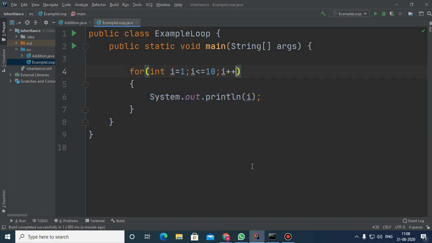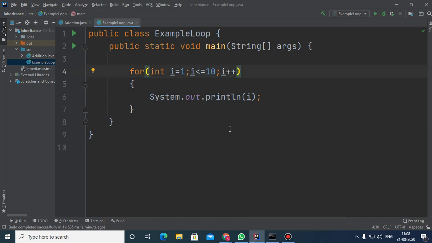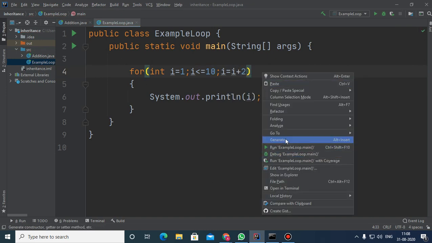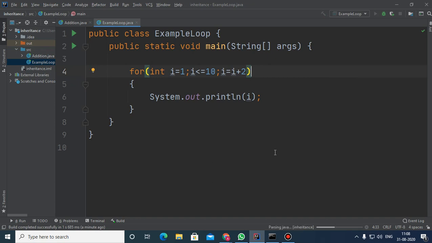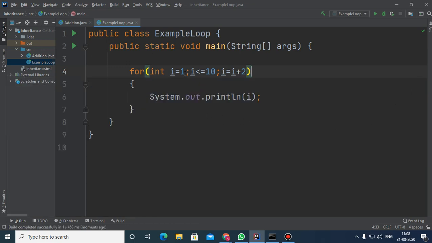Okay, suppose here you want to change the value of I with step 2. So you need to write I is equal to I plus 2 this time, and you will see that here the values are from 1 to 9, but every time there is a step of 2.